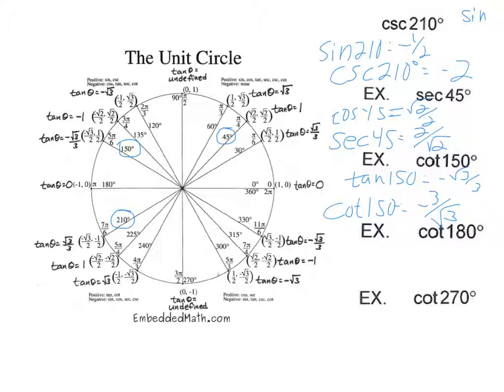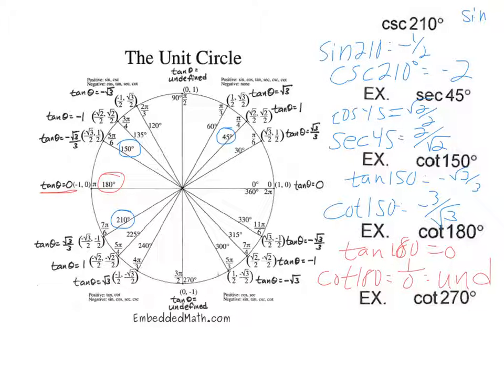The cotangent at 180. There's 180. The cotangent is the tangent flipped over. So the tangent at 180 is 0. If you flip over 0, you have 1 over 0. You're not allowed to divide by 0, so the cotangent at 180 is undefined.